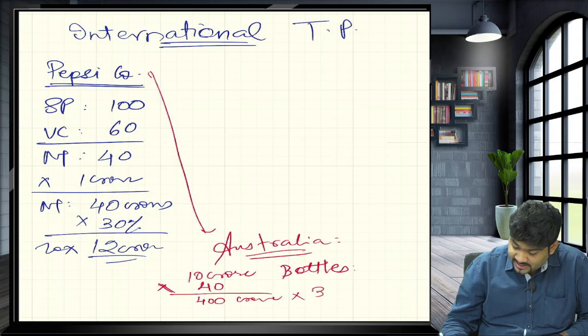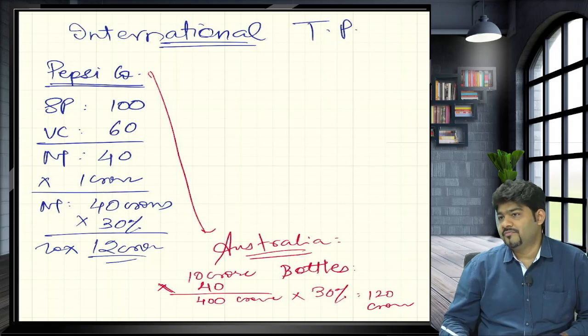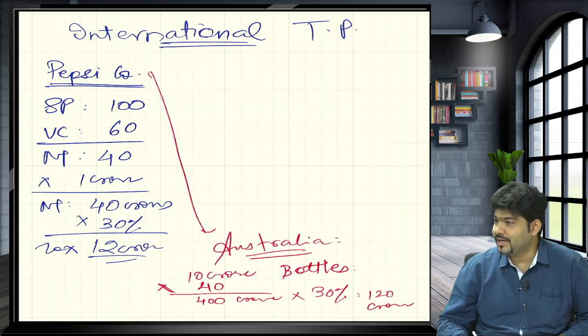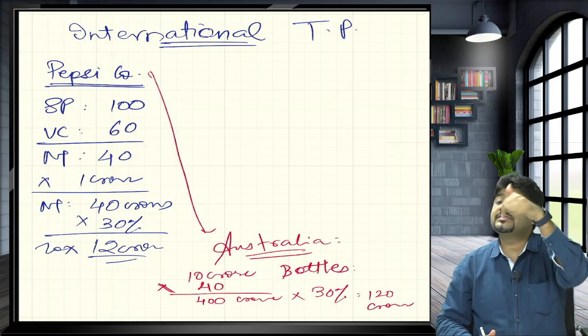Multiply by the tax rate, say 30%. So can I say 120 crore tax they will have to pay? Yes or no? So obviously, who will want to pay 120 crores of tax? Nobody will want to pay, correct? This is where people started creating sham companies outside India.